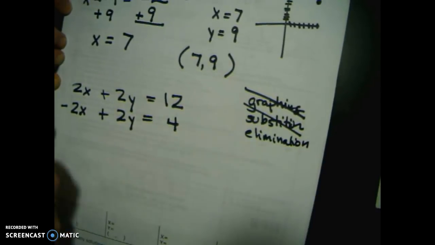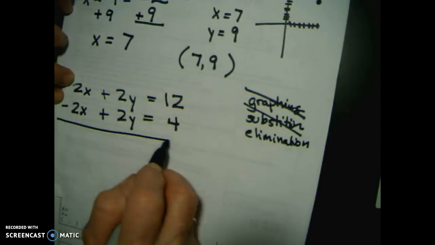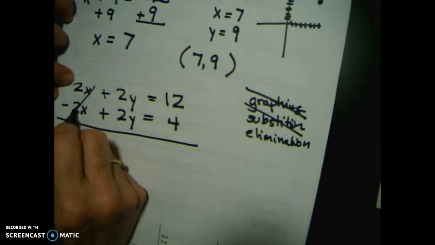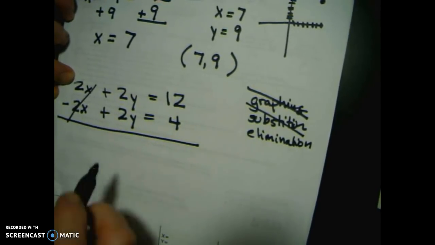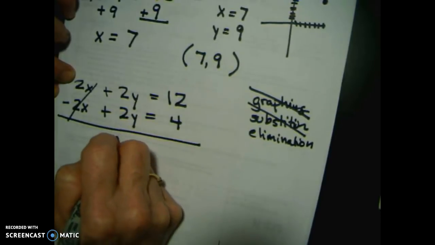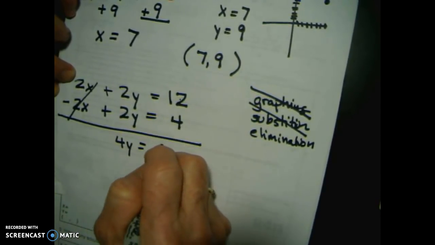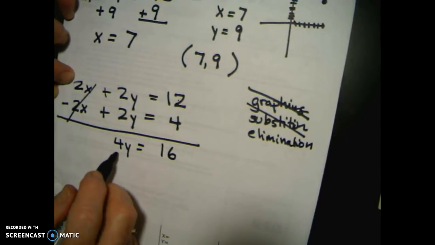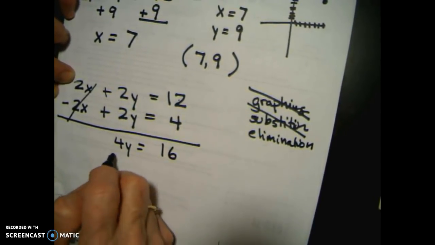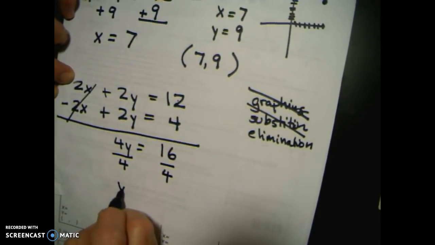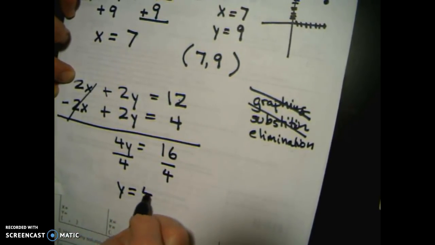And I know if I line these up, I see that my coefficients here are the same. I'm going to draw a line. Now I'm going to add them, because if I add negative 2x to positive 2x, my x's will cancel. 2y plus 2y is 4y. 4 plus 12 is 16. To undo multiplication, I divide. y is going to be equal to 4.